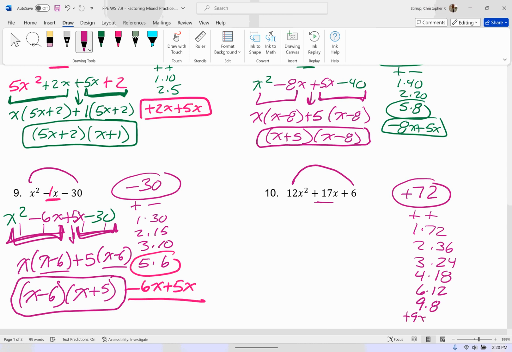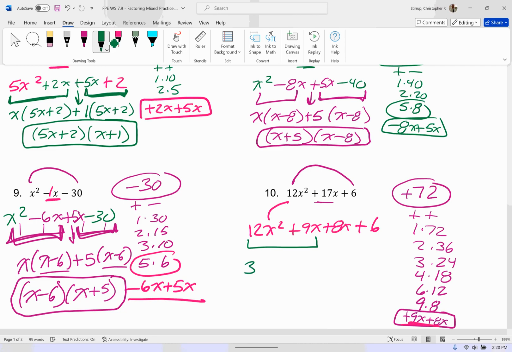So plus 9x plus 8x. Yes. All right. Bring down the ends. Squeeze this in the middle. Okay, what else factors out of the first two? 3. Anything else? X. And I got 4x plus 3. Middle sign comes down. What comes out of this one? 2. You got the answer?